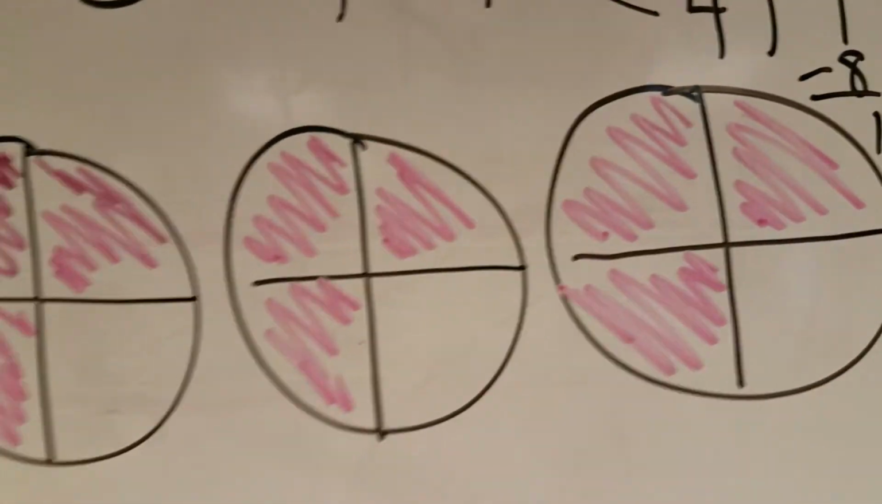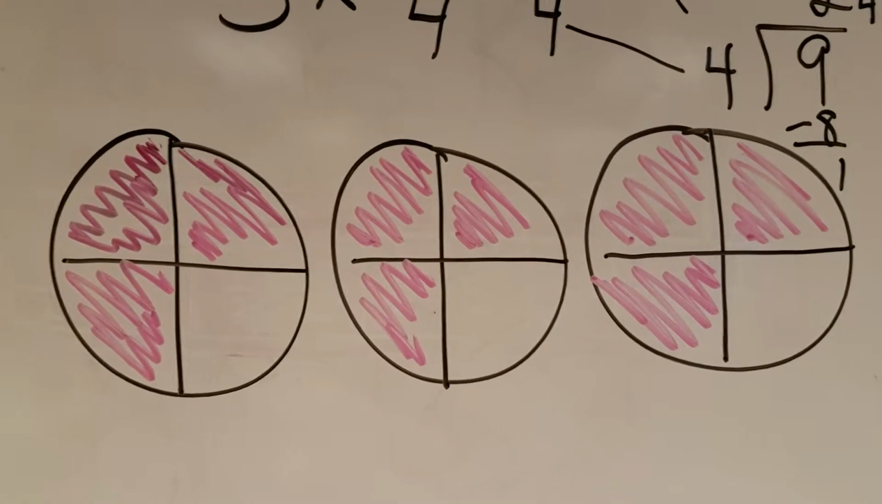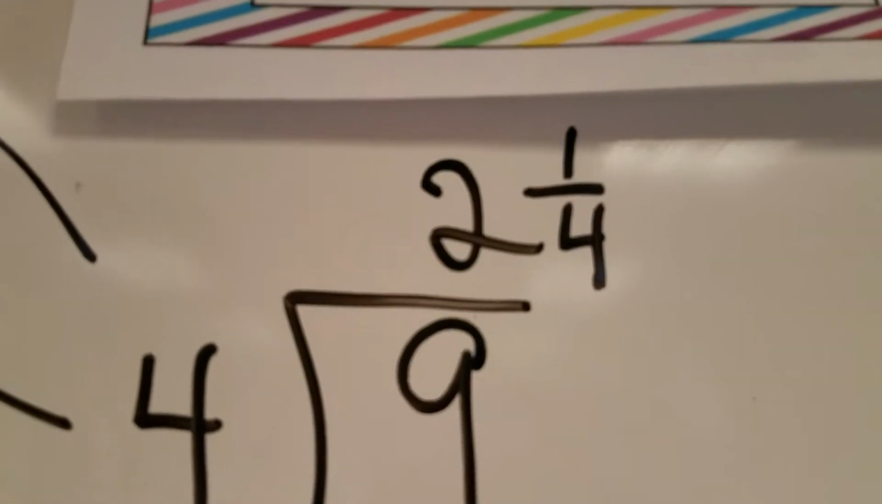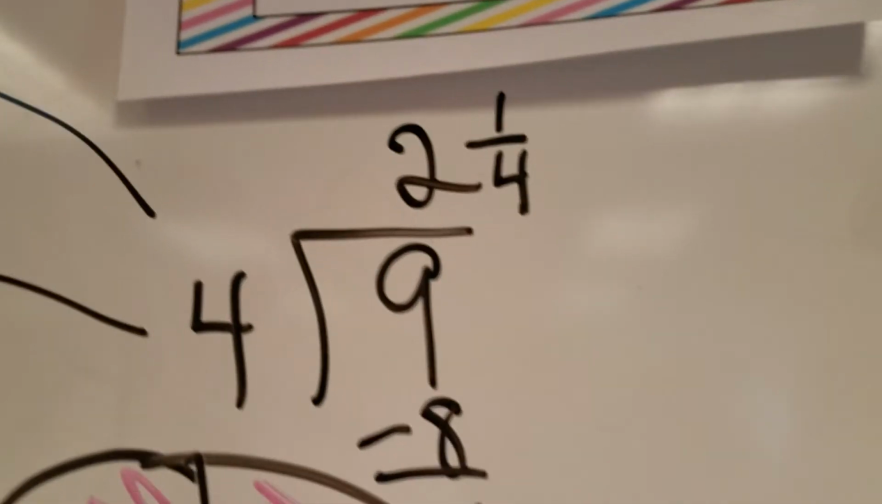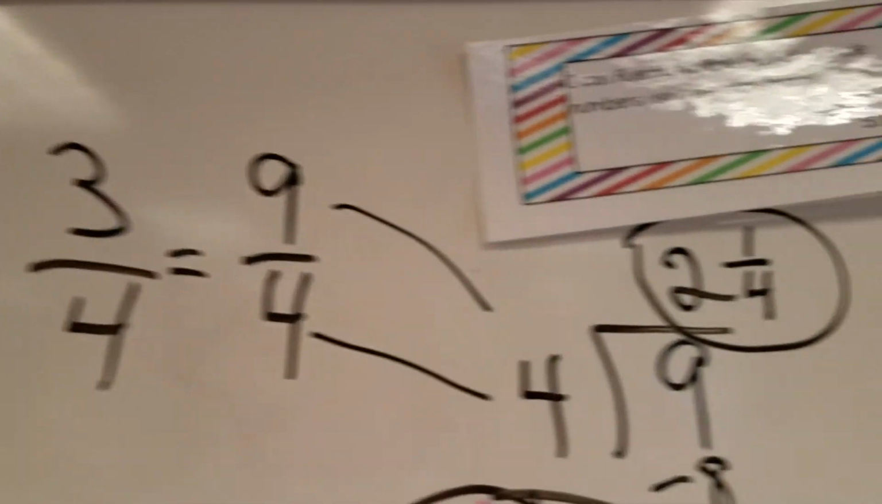So if we were to add all of those shadings together, we would find out that we can have 2 whole circles and 1/4 left over. So 2 1/4 is my final answer. 9/4 is the same as 2 1/4.